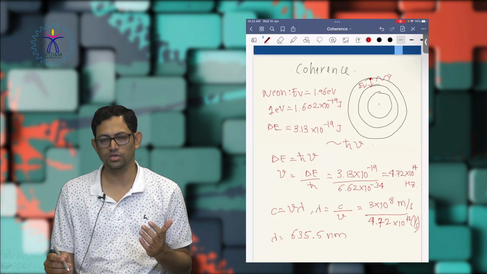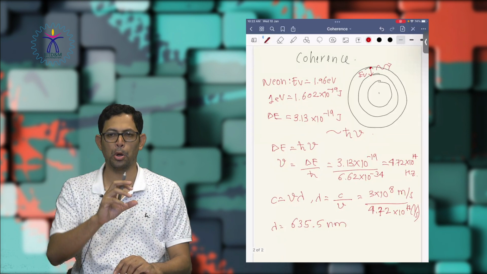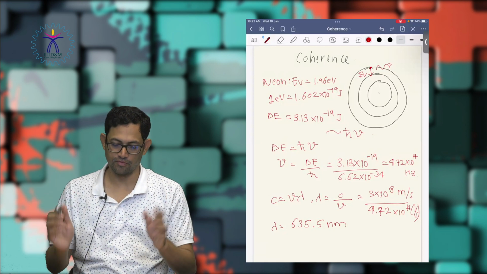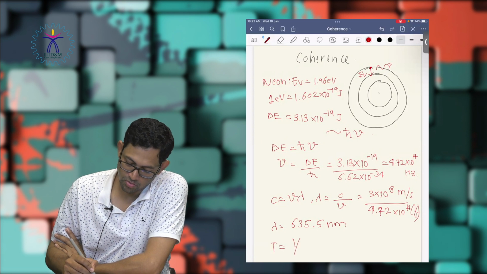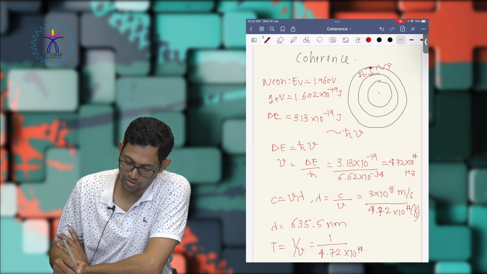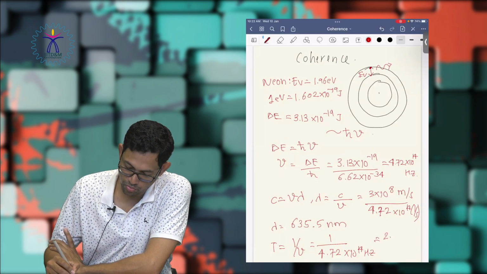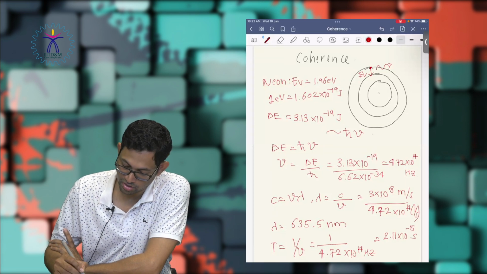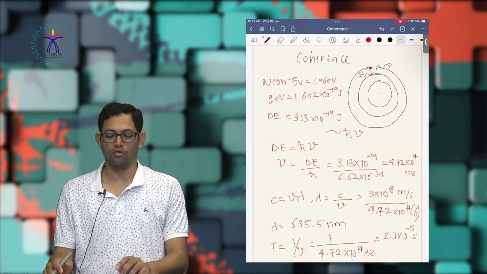Now you have the frequency and the wavelength. You also want to know the time period of this wave. The time period is 1 over nu, that is 1 divided by 4.72 times 10 power 14 hertz. That comes to around 2.11 times 10 power minus 15 seconds. So you can see that we are dealing with such a short time period for a particular photon.